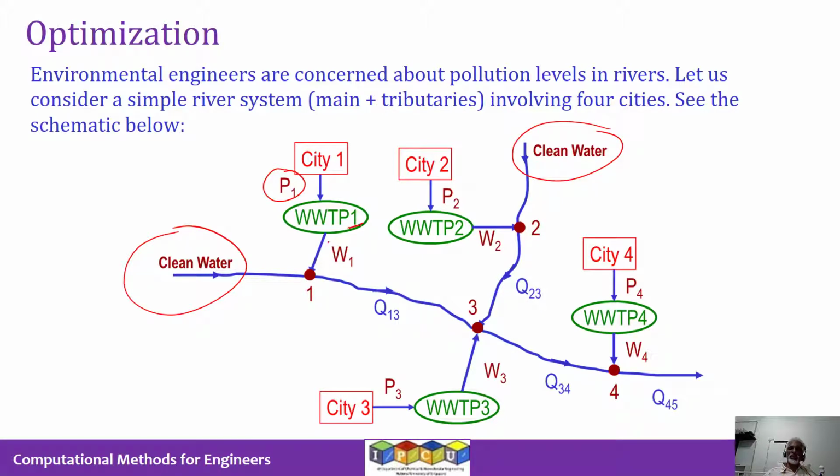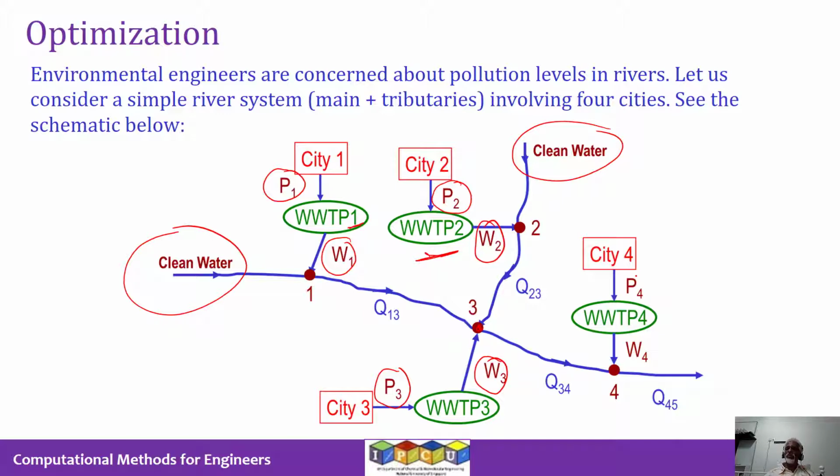In that treatment plant a good amount of the pollutant is removed and what is discharged into the river body is W1. Likewise, city 2 produces pollutant quantity P2 and that is treated in a wastewater treatment plant and W2 is what gets discharged into the river. City 3 similarly produces P3 and, using the wastewater treatment plant, removes some of that pollutant and discharges W3 into the water stream that joins at junction 3.